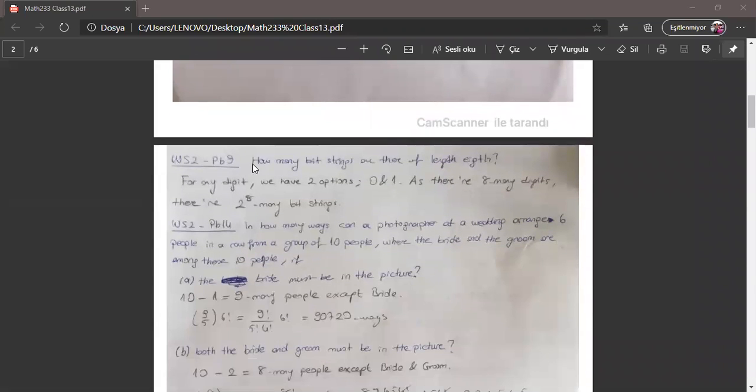Now we have again a problem from the second worksheet. Now we will compute the number of bit strings of length 8. For each digit, we have two options, as you see, 0 and 1. It's called the product rule, I guess. So for each case, you have two options and you have 8 digits. So we have 2 to the 8 bit strings of length 8.